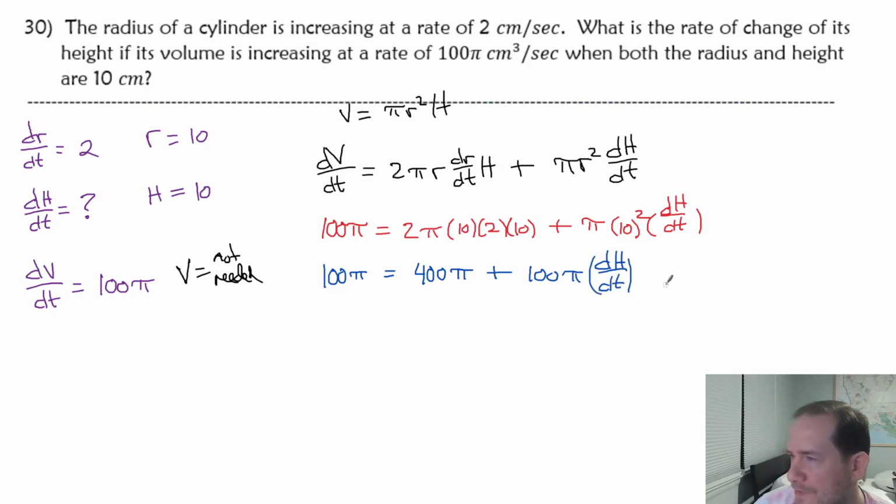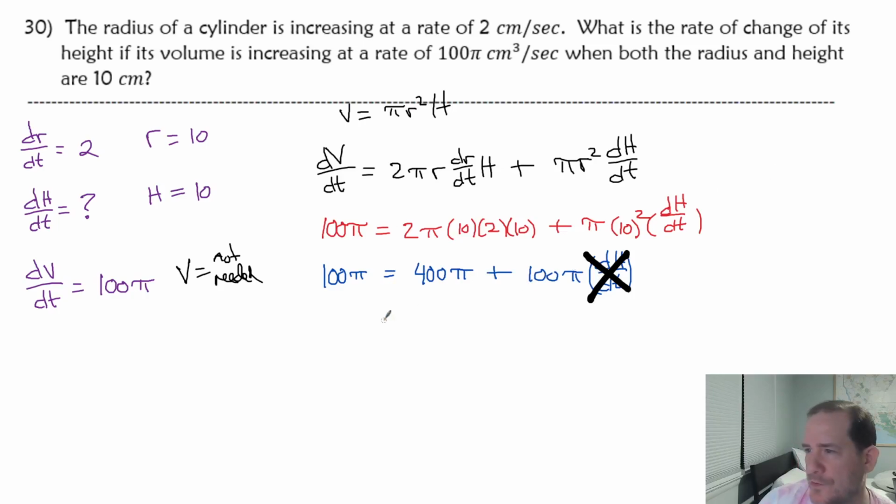Now remember, for us, dh/dt is our variable. It's almost like that dh/dt might as well be a big honkin' x. So don't try to say that 400 pi plus 100 pi makes 500 pi. This is 100 pi x. So you can't combine this stuff that's over here on the right.